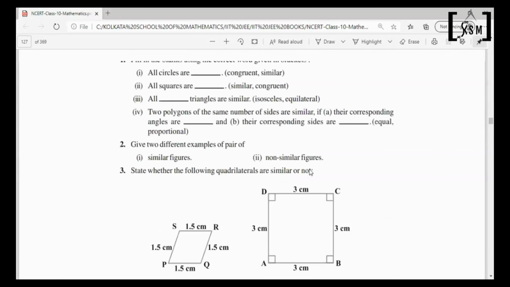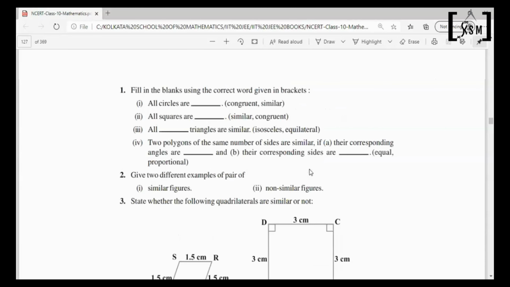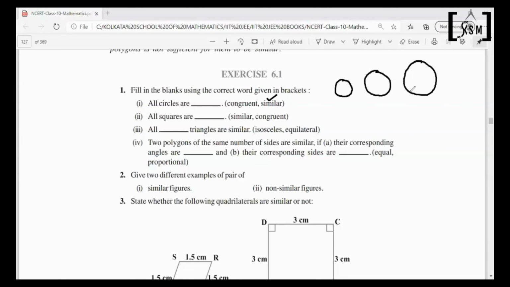Before we move on, let's quickly do some questions. Have a look at question number 1. All circles are congruent or similar? All circles will be similar, as we have studied that all congruent figures are similar, but similar figures need not be congruent. For sure, all circles are not congruent because all circles are not equal in area. But all circles are similar because they can have different radii. So this is a smaller one, this is the bigger one, and this is the biggest one. Of course, there would be other bigger circles. So we can say that all these circles are similar to each other.